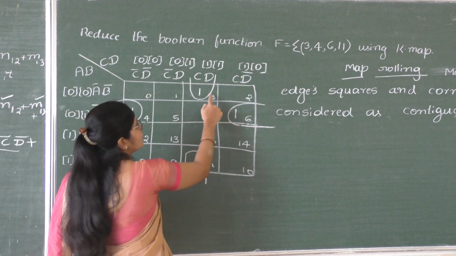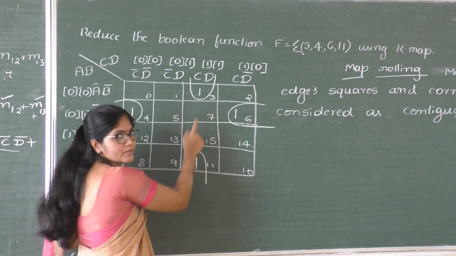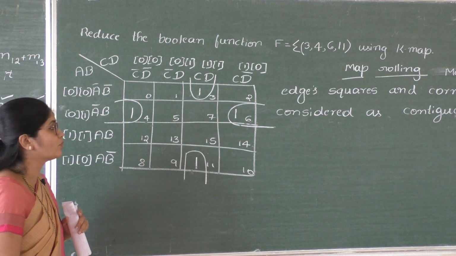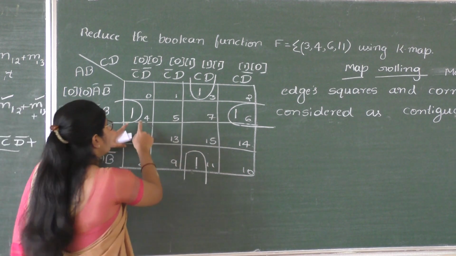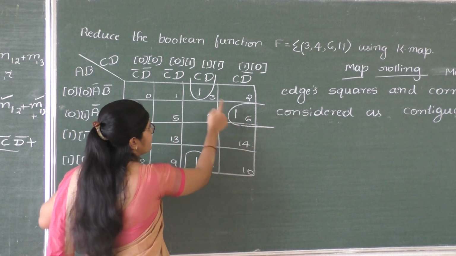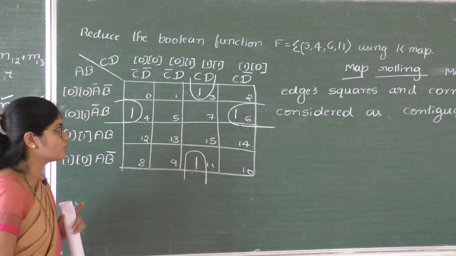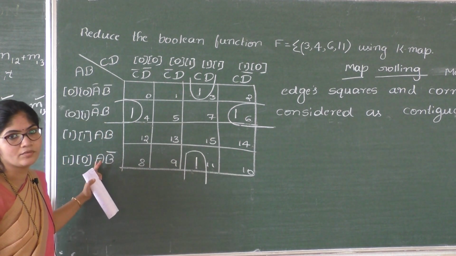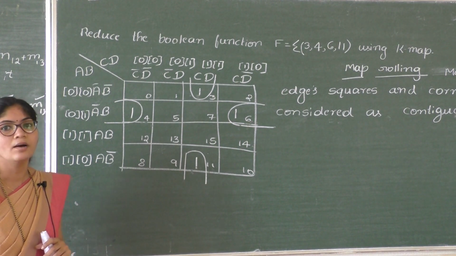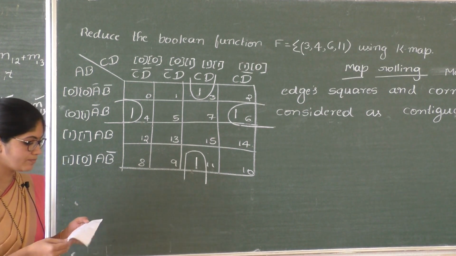Next, third square and 11th square are opposite. So, ones in those squares are considered as adjacent. Means when we roll the map, one in the fourth box and one in the sixth box will become adjacent, and one in the third box and one in the 11th box will become adjacent. So, using this map, we can form two pairs. Those pairs are called map rolling pairs. So, I hope you all understood this.